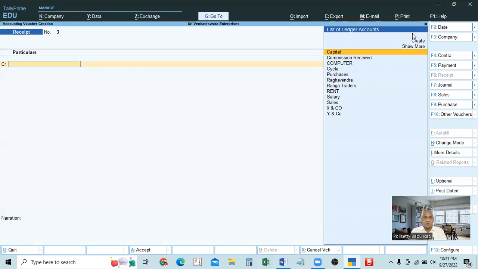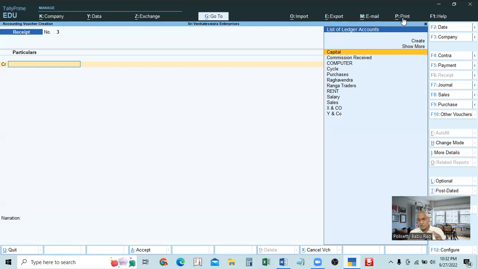Okay. So in the receipt voucher, this is the receipt accounting voucher. So what is meant by receipt accounting voucher? See, in this case, the receipt accounting voucher means all the receipts. Receipt means receipt of cash or through bank. Bank means cheque or DD or any online transaction, NEFT or RTGS or any credit card or debit card or anything. All these will come through bank only.